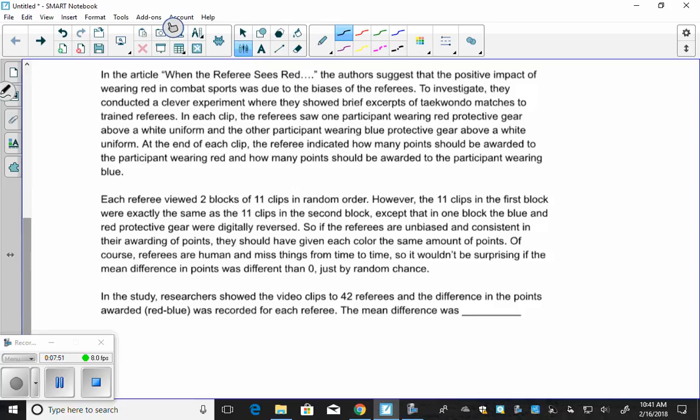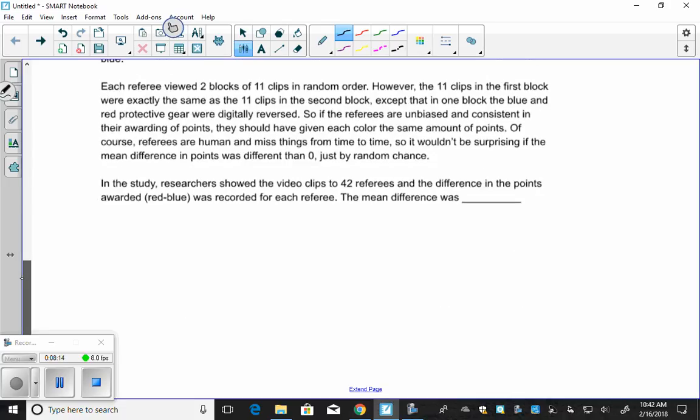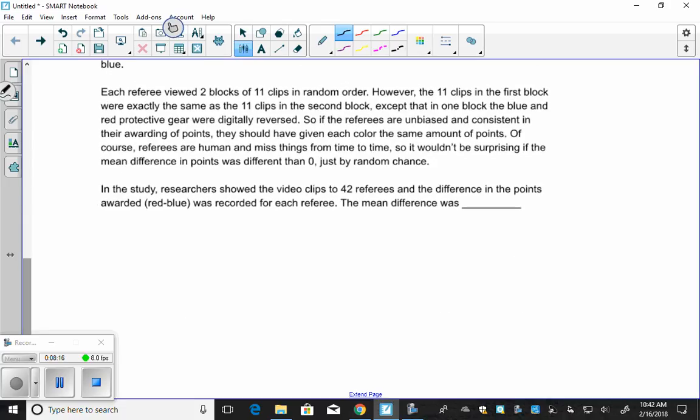In each clip, the referee saw one participant wearing red protective gear above their white uniform, and the other participant wore blue protective gear above the white uniform. At the end of the clip, each referee indicated how many points should be awarded to the participant wearing red, and how many points should be awarded to the participant wearing blue. Okay? So this is how the experiment worked. Each referee viewed 2 blocks of 11 clips.